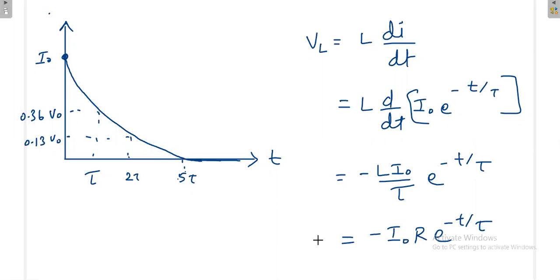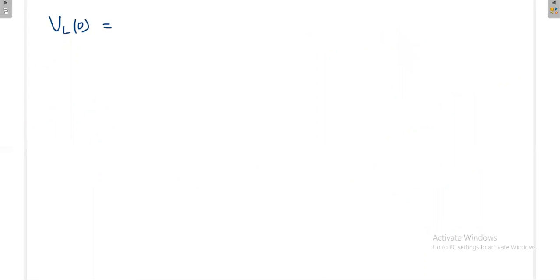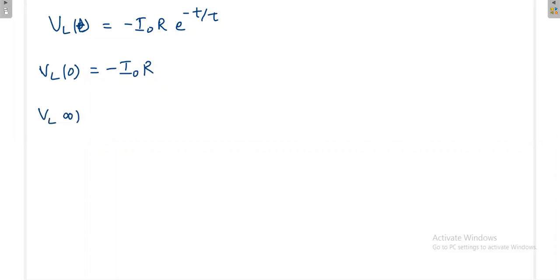So this is the voltage across the inductor, equal to minus I naught R e power minus t by tau. Now what is the voltage across the inductor in the beginning? Now we got the voltage across the inductor as minus I naught R e power minus t by tau. The voltage, sorry, this is t. The voltage across the inductor at t equal to 0 is minus I naught R, and the voltage across the inductor at infinity is equal to 0.